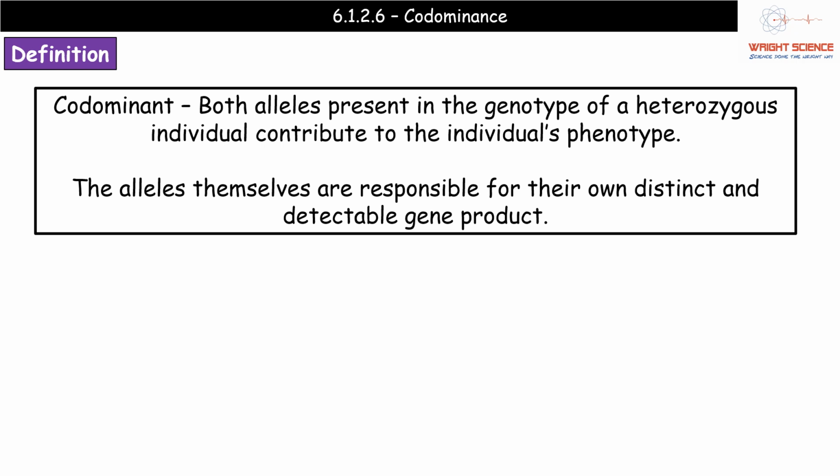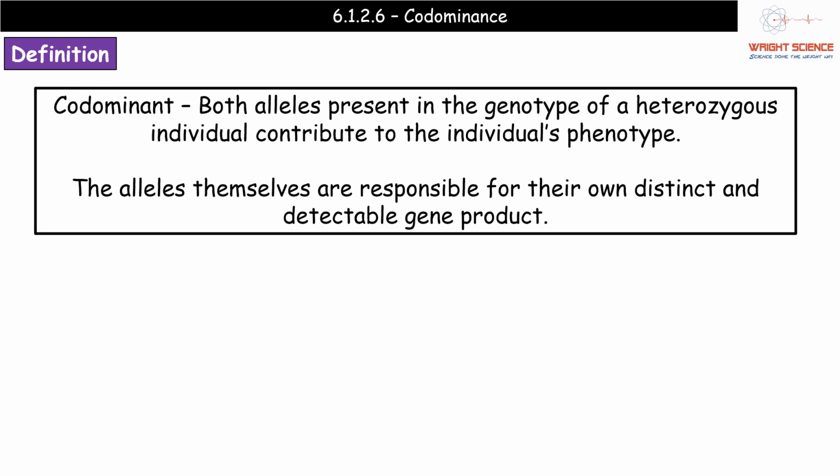Before we can delve into the wonderful world of codominance, we need to understand what this word means. And we've mentioned it a few times already in some of our other videos in this genetics topic. If we're referring to something as being codominant, then what we find is that both alleles present in the genotype of this heterozygous individual will contribute to the phenotype.